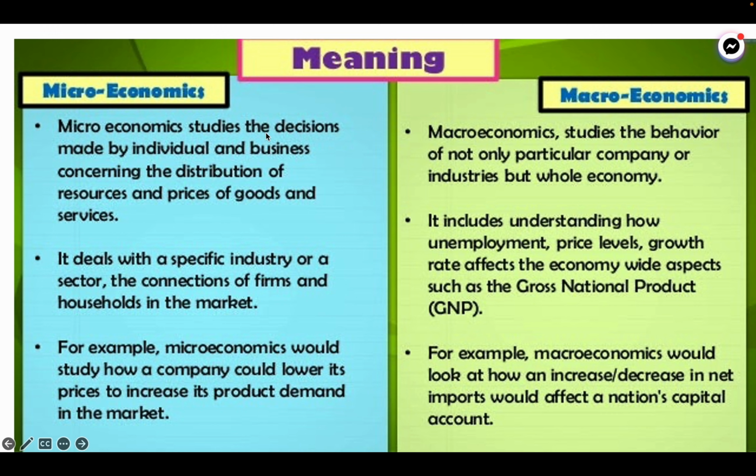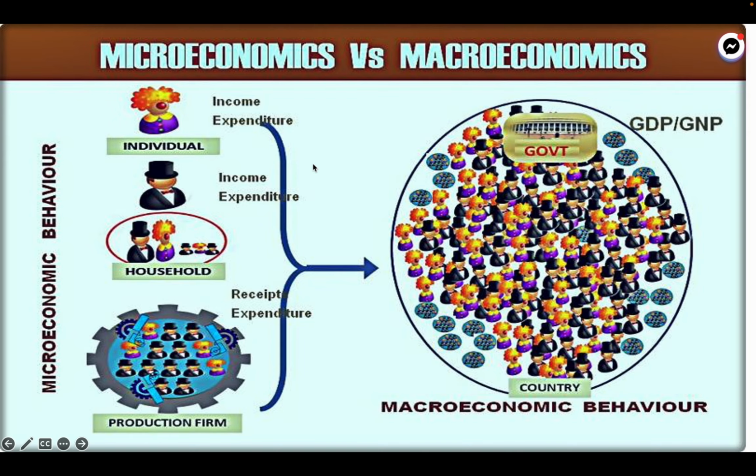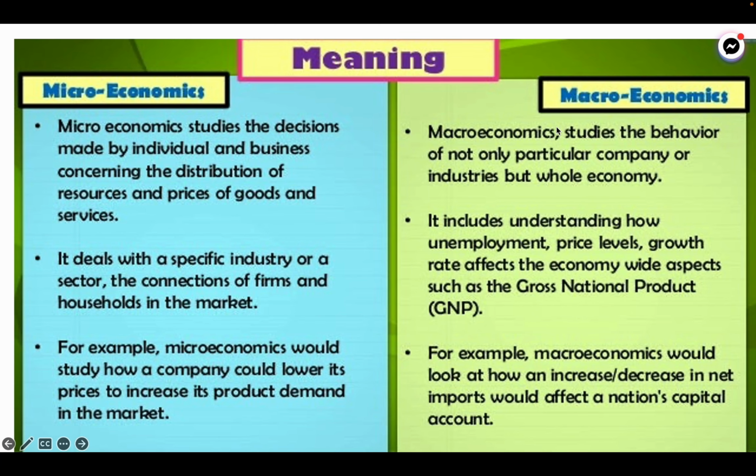Microeconomics studies the decisions made by individuals and businesses concerning the distribution of resources and prices of goods and services. But on the other hand, macroeconomics studies the behavior of not only a particular company or industry but the whole economy. It deals with a specific industry or sector, connecting firms and households in a market. On the other hand, it includes understanding how unemployment, price levels, and growth rate affect the economy, and wide aspects such as gross national product.